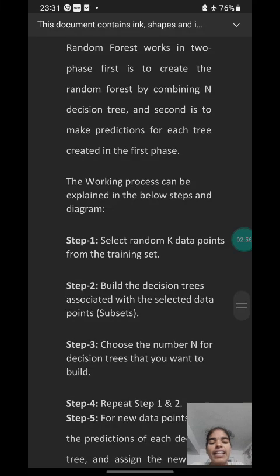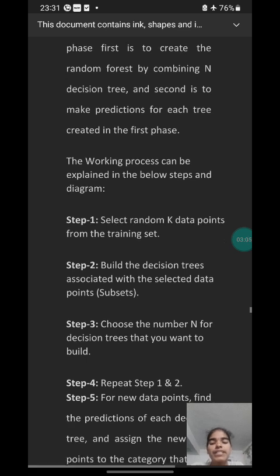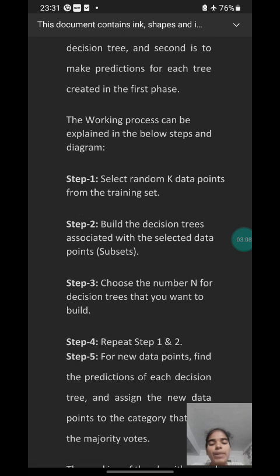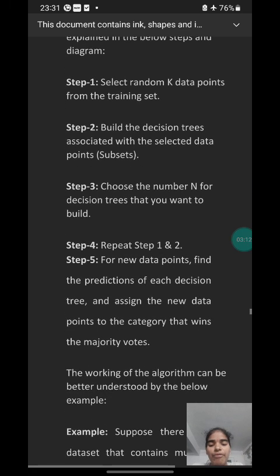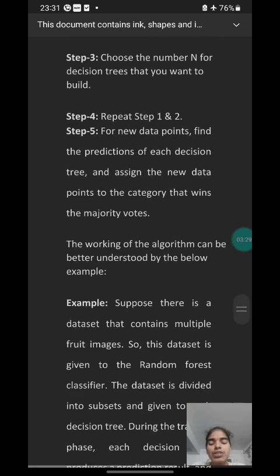Step 1. Select random k data points from the training set. Step 2. Build the decision trees associated with the selected data point subsets. Step 3. Choose the number n for decision trees that you want to build. Step 4. Repeat step 1 and step 2. Step 5. For new data points, find the prediction of each decision tree and assign the new data points to the category that wins the majority votes. The working of the algorithm can be better understood by the below example.